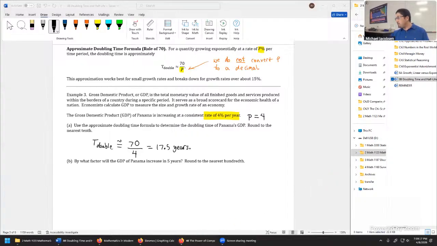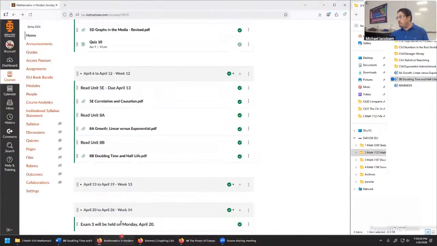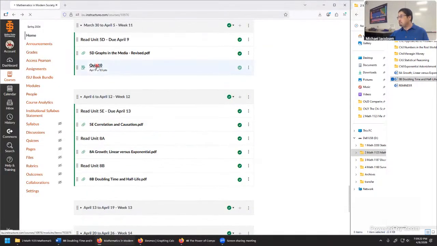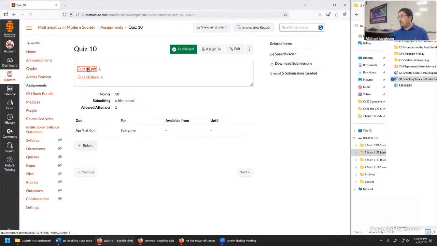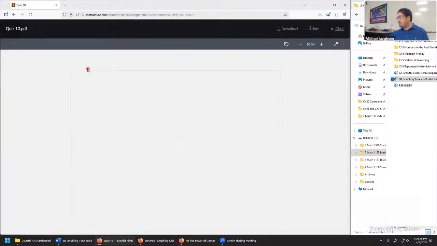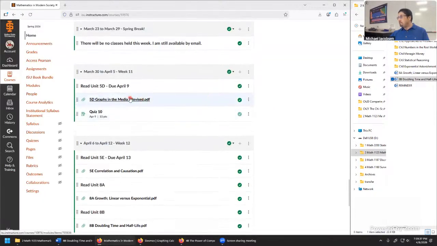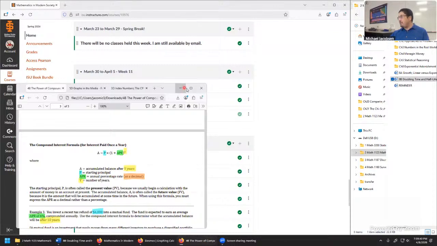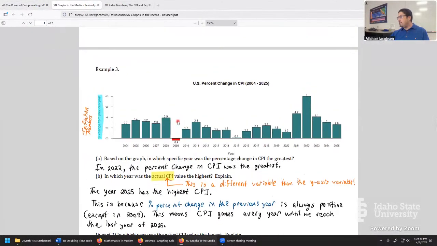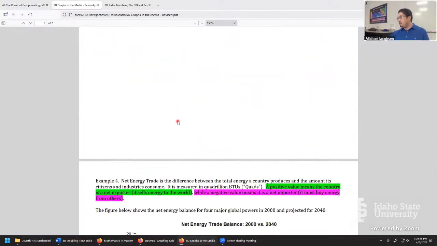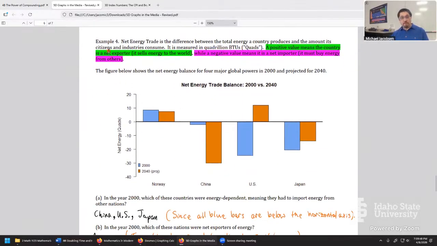Oh, good question. So for quiz number 10, let me take a look at that with you. I wrote it, but I already forgot what it was all about. Okay, so for this particular graph, you can go back to unit 5D, graphs in the media. Actually, I think I have that pulled up right here. And take a look at example number 4. Example number 4 is going to be pretty similar to that particular quiz number 10. Yep, you bet. Thanks for asking about that.